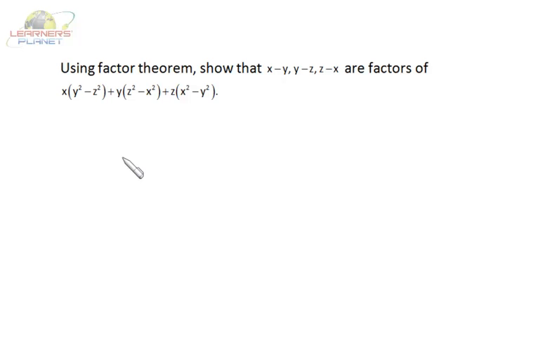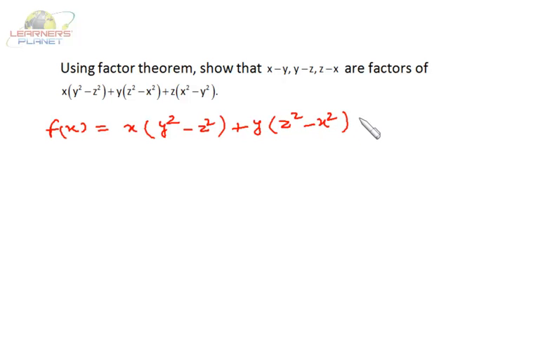Now let's see this interesting question. Using the factor theorem, show that x minus y, y minus z and z minus x are factors of this expression. So let's begin. Let this expression be f(x). So f(x) is equal to x(y square minus z square) plus y(z square minus x square) plus z(x square minus y square).